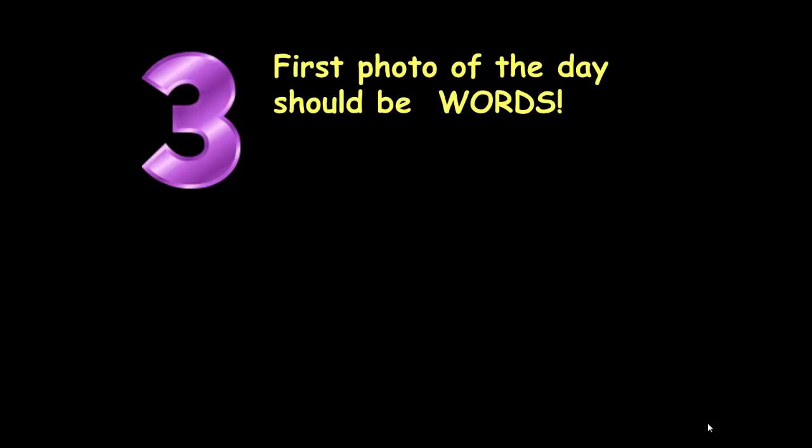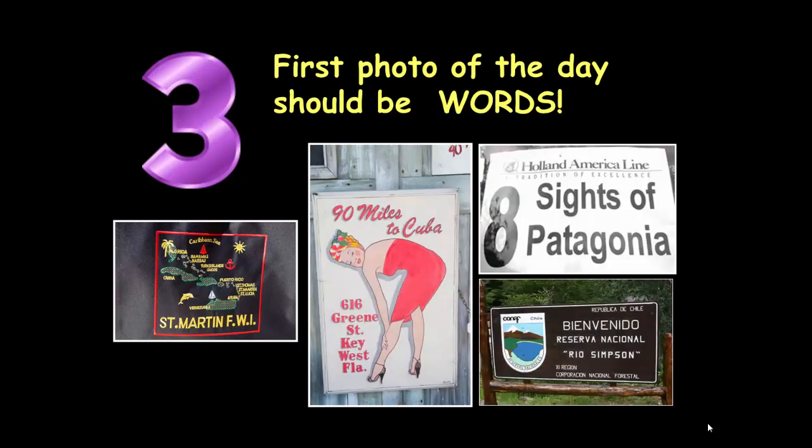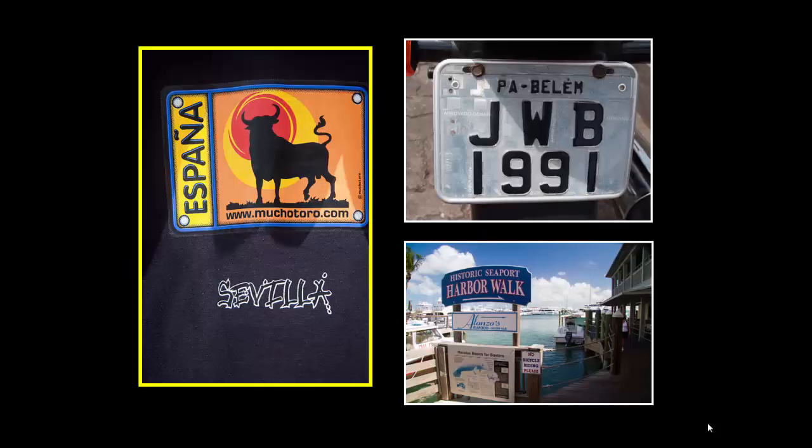Number 3, your first photo of the day should be words. T-shirts, posters, signs on front of tour buses, welcome signs at a state park, whatever you are experiencing. This way, when you look at your pictures later, you can pretty well predict that those pictures are going to be where the sign is, west. So photograph these signs, make them part of your digital photo book, your multimedia slideshows, and it will help you organize.